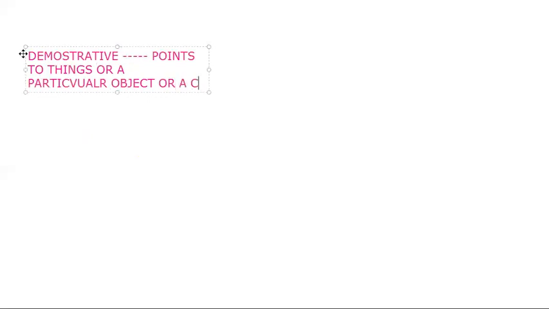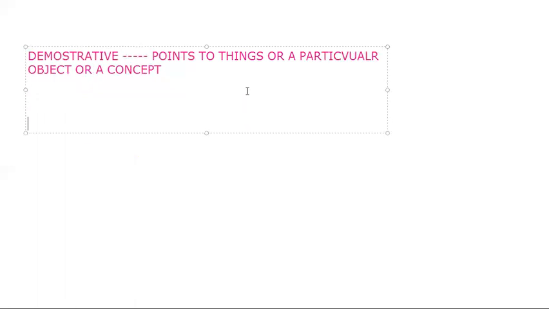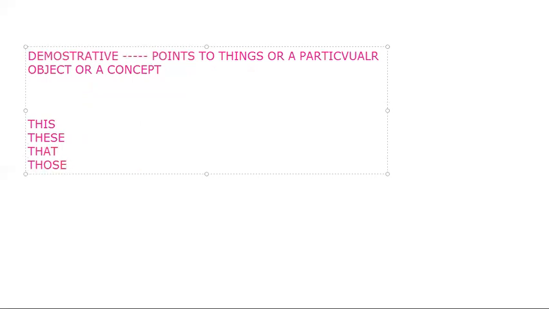Here, the focus is that it points to things or a particular object, or a concept. For example, that, this, those. Let me give examples as well: this, these, that, those. And there is no ambiguity, it's pretty easy. Which else do you want? Distributive? No, ma'am, that's fine. Alright.